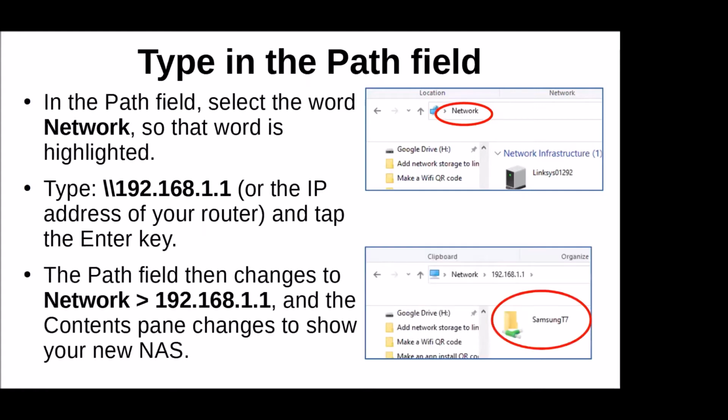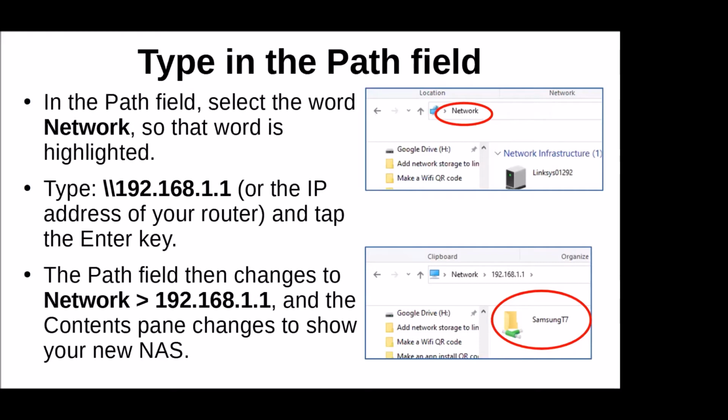The path field then changes and it reads Network and then the address of your router. And when you do that, the content pane will change to show your new NAS. And I've circled it here. Okay, now you found it.